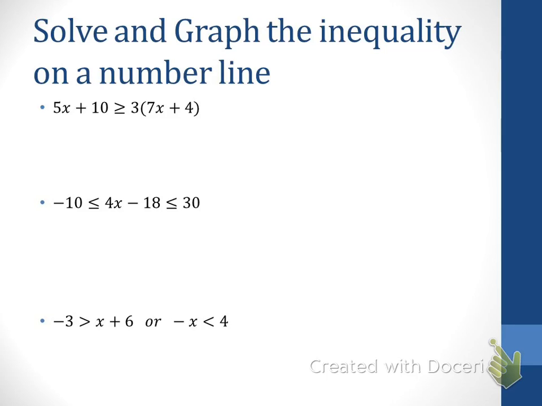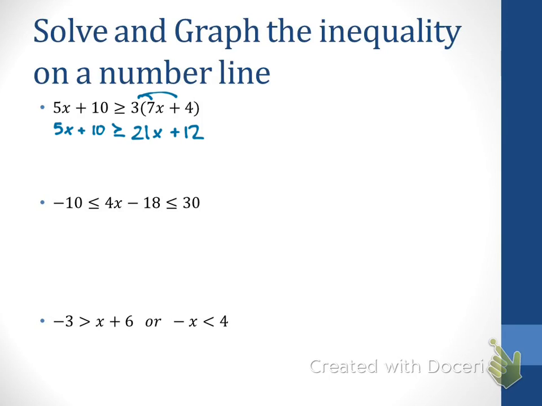The only thing different is whenever we multiply or divide by a negative number, what happens to my inequality sign? It flips. Very good. Okay, so we've got to keep that in mind, and then we will graph at the end. So first step here, what should I do? Distributive property, and I have 5x plus 10 is greater than or equal to 21x plus 12.